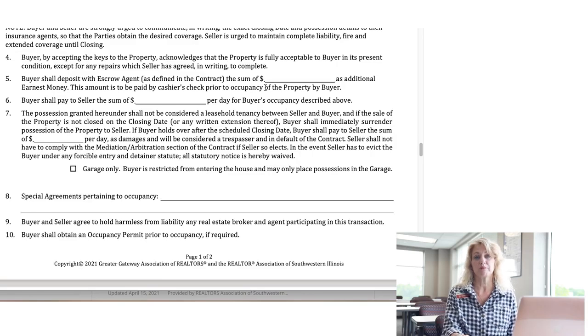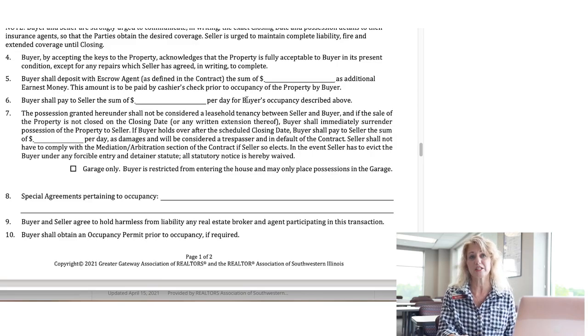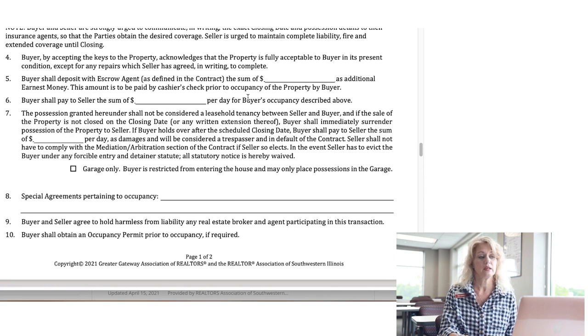The seller would probably require a much higher deposit of earnest money. Say the buyer only deposited $500 earnest money. This would be an additional amount to that, and then it's credited to the buyer at closing. The buyer shall pay the seller a sum of blank per day for buyer's occupancy described above. This would be like a daily rent amount.